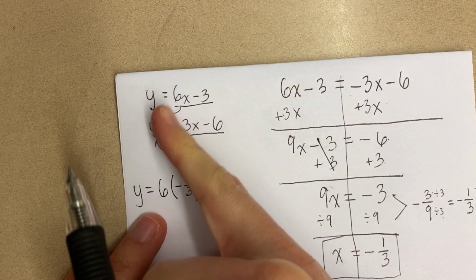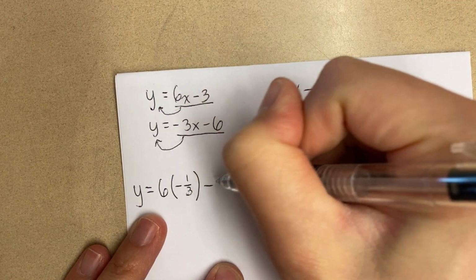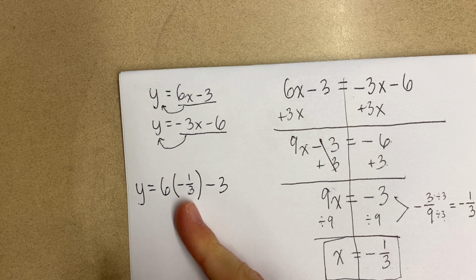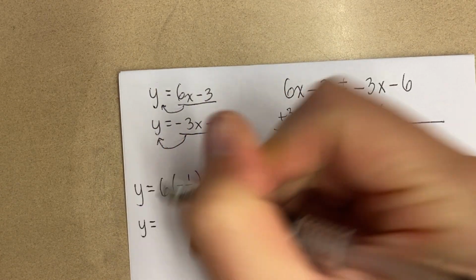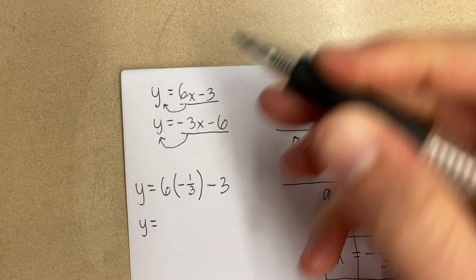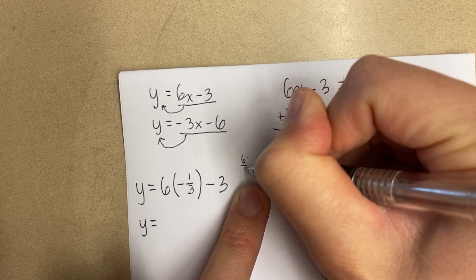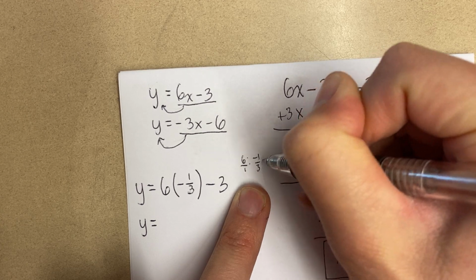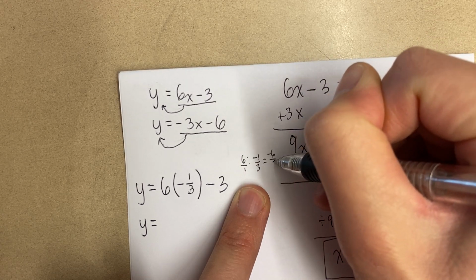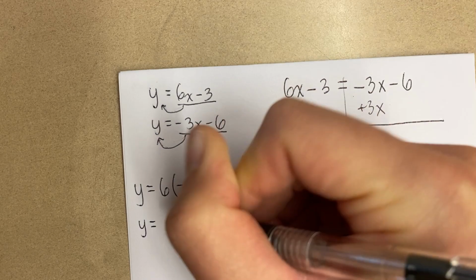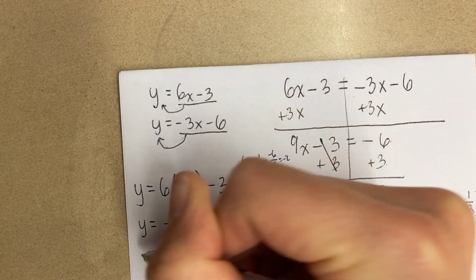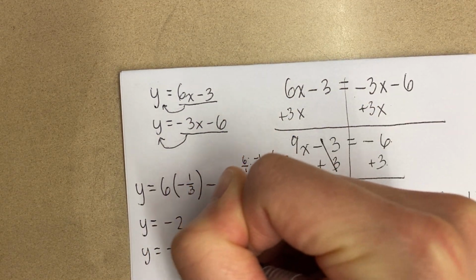I'm writing y equals 6x minus 3, but I'm plugging in my x value. So I do 6 times negative 1/3. I'm just going to squeeze it in right here: 6 over 1 times negative 1/3. This becomes negative 6 divided by 3. That's negative 2. And then negative 2 minus 3 is negative 5.